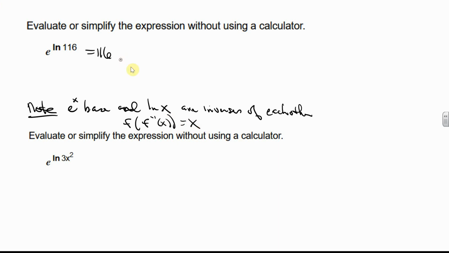Now, what if you don't see that? No problem. This e to the natural log of 116, that says equal to y. Use the definition. This is if and only if the log base e of y is equal to the natural log of 116. We said that the log of base e is the natural log. So this is the natural log of y is equal to the natural log of 116. Well, that implies that y is equal to 116.